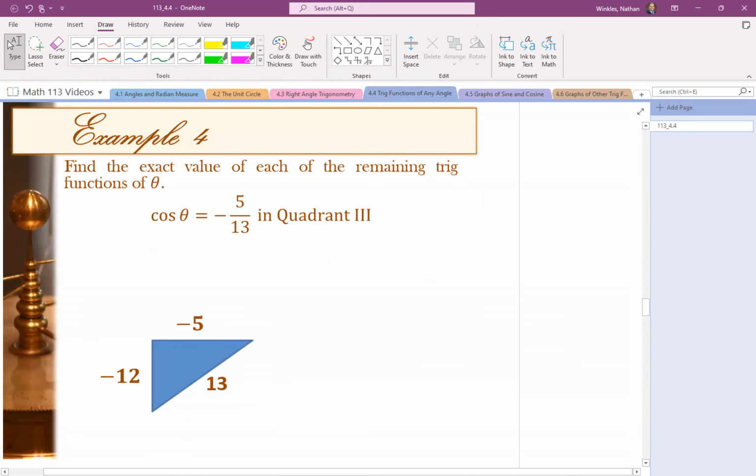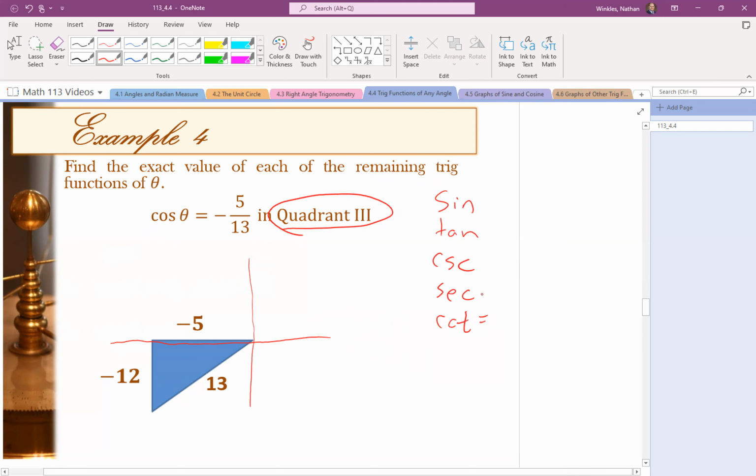So we're told find the exact value of each of the remaining trig functions of theta, given that cosine of theta is equal to negative 5 over 13, and we're in quadrant 3. So we have to use both of these to identify this. If we were really thinking about this, think about if we drew this right here. So we need to find sine, tangent, cosecant, secant, and cotangent.